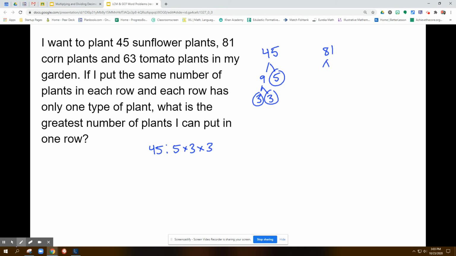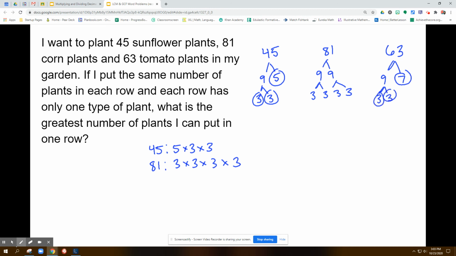For 81, I'm going to break that down into 9 times 9, which breaks down into 3 times 3 and 3 times 3. So the prime factorization of 81 is 3 times 3 times 3 times 3. Last but not least, I need to break down 63. I know 9 times 7 is 63. 7 is prime, and 9 breaks down into 3 times 3. So for 63, the prime factorization is 7 times 3 times 3.